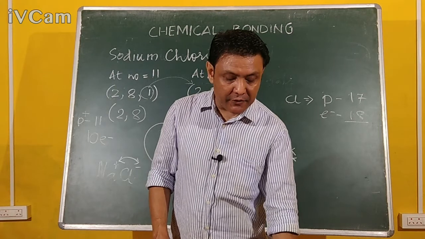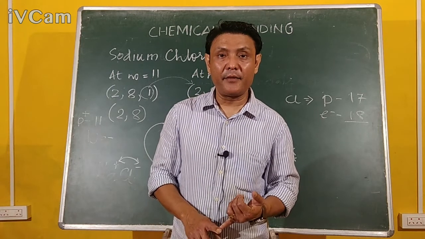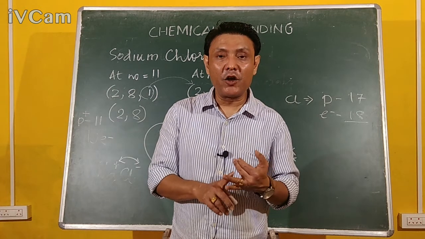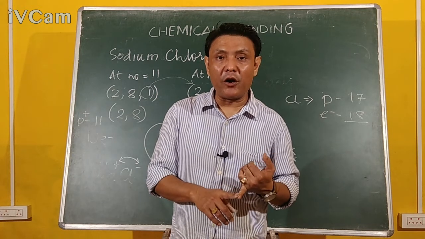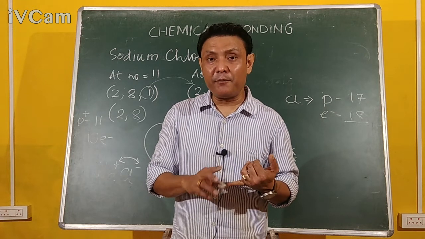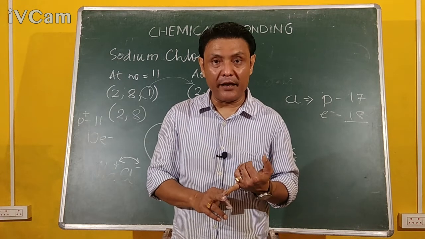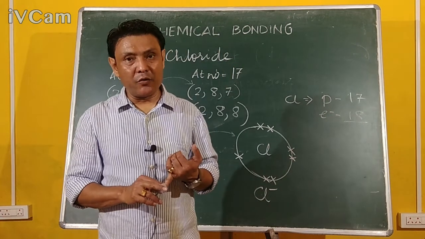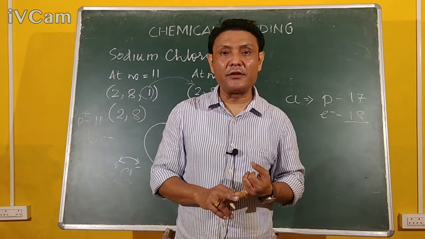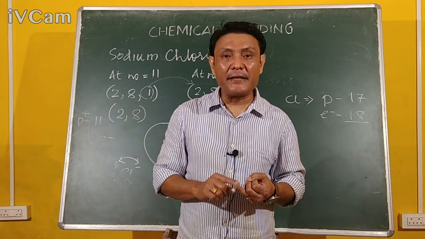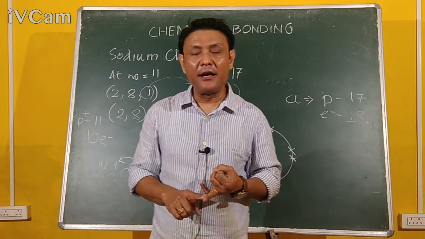Now, there are 2 types of chemical bonding: electrovalent bond and covalent bond. A covalent bond is formed by the sharing of electrons, and it takes place between non-metals only, whereas an electrovalent bond is formed by the transfer of electrons, and it is formed between a metallic atom and a non-metallic atom.